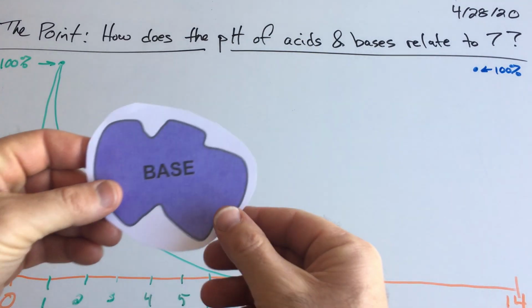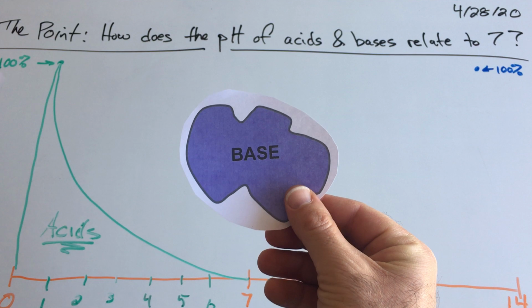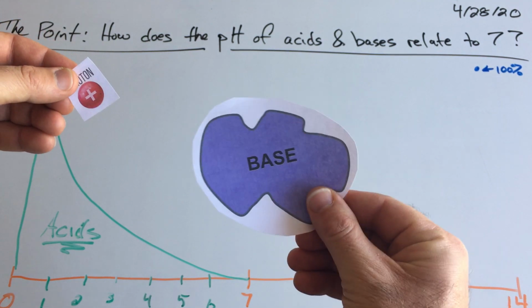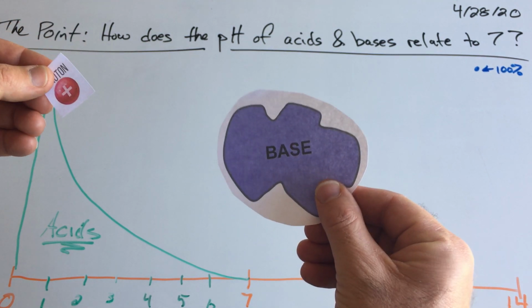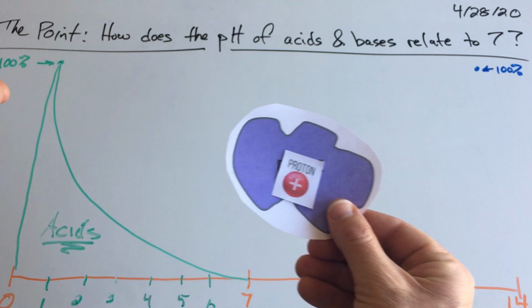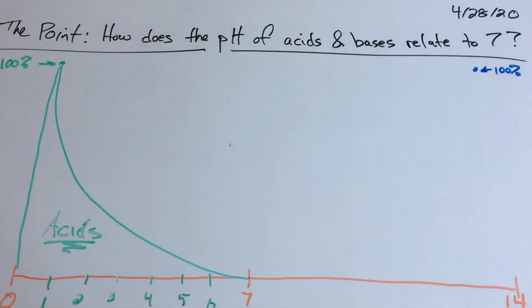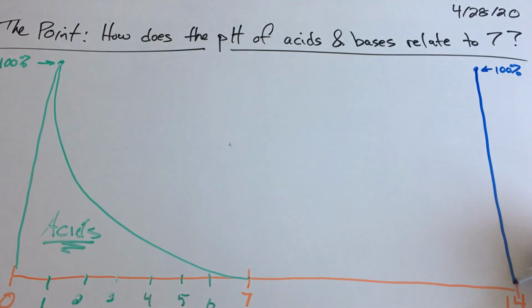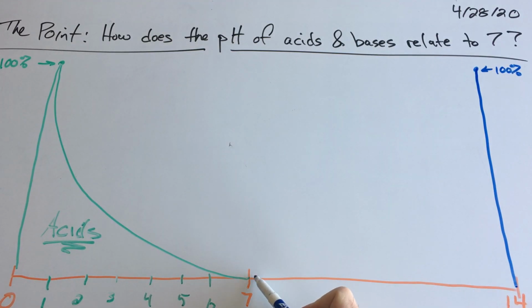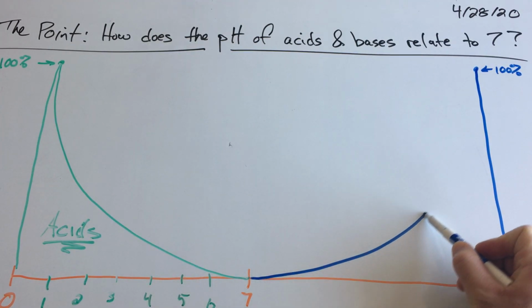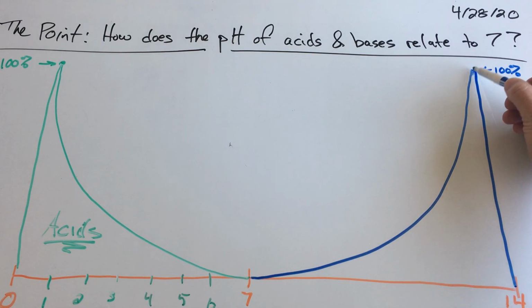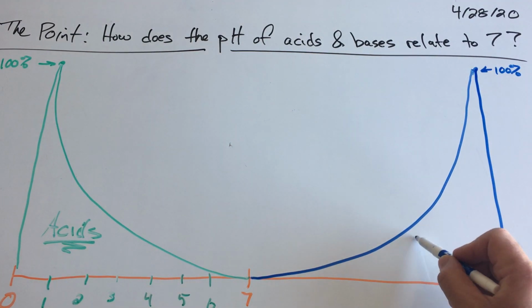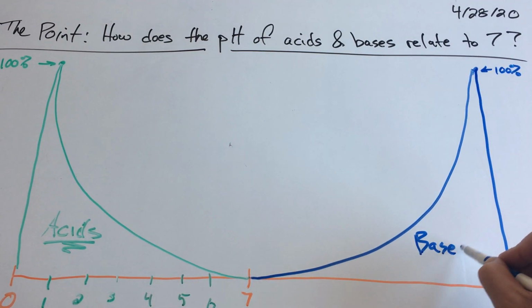100% of the bases eat protons. Give me that. Give me your proton. No, I don't want to. I say give it to me now. Okay. So if the base is super hungry and it eats all the protons, then it'd be considered the strongest base, which would have a pH of 14. And again, this is also exponential. Slightly poorly drawn. And these are bases.